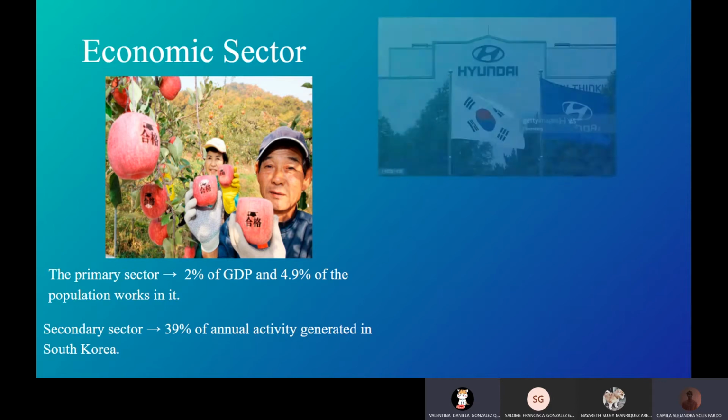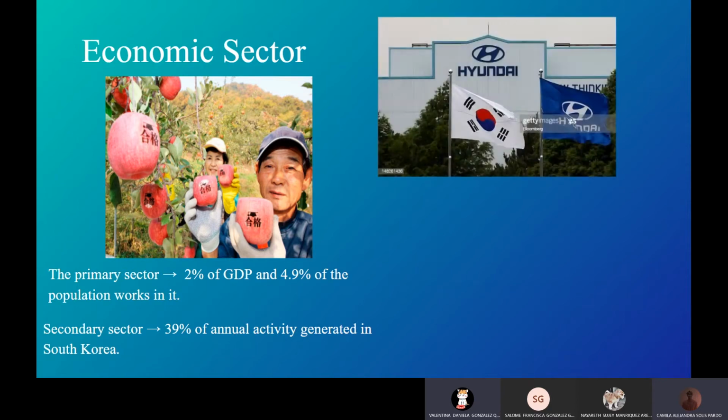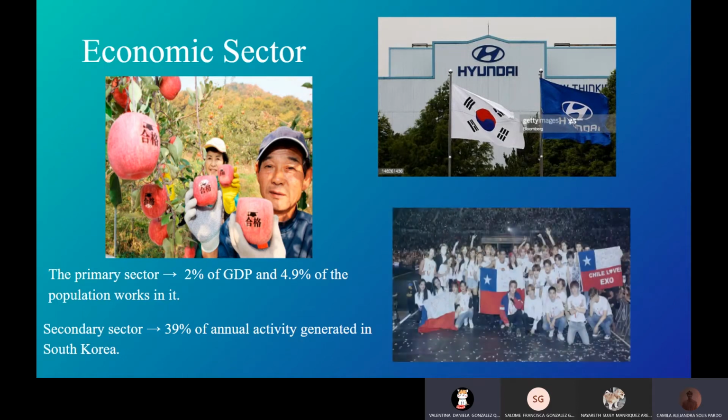The secondary sector is around 39% of the annual activities in South Korea, and its main activities are the electronic industry, where we can find Samsung Energy, the motor industry, where we can find Hyundai, and then the naval industry and consumption products.